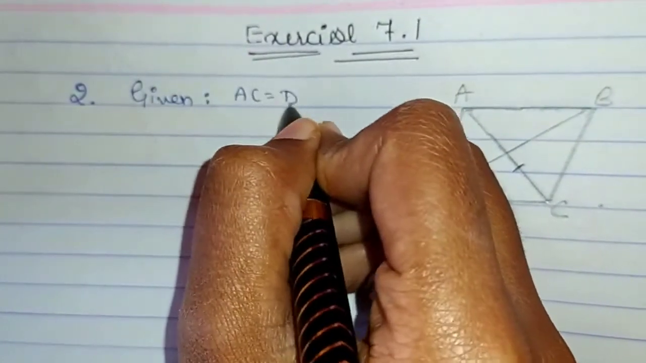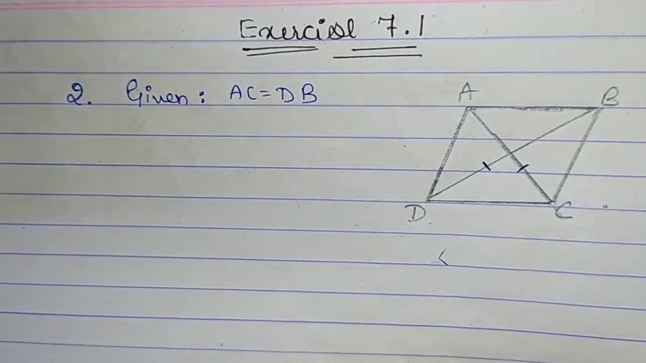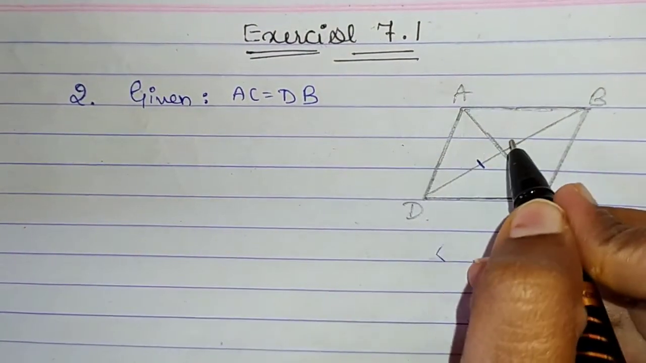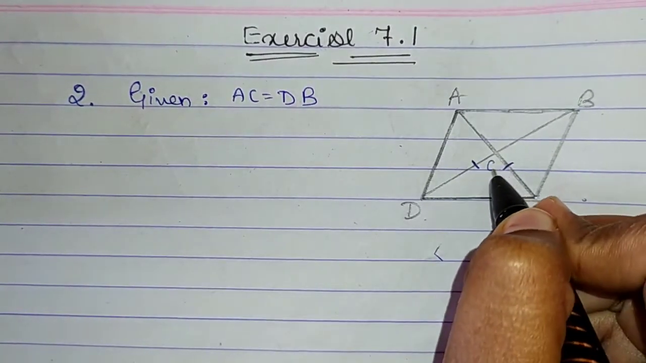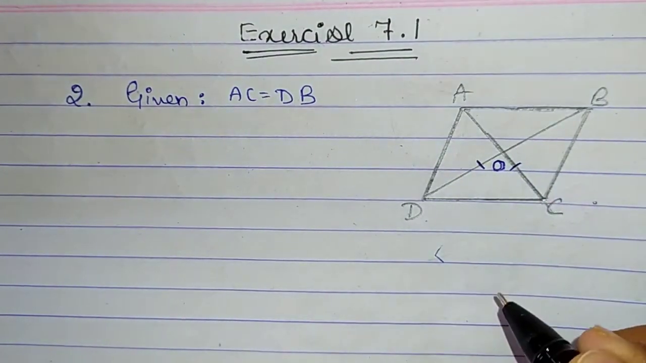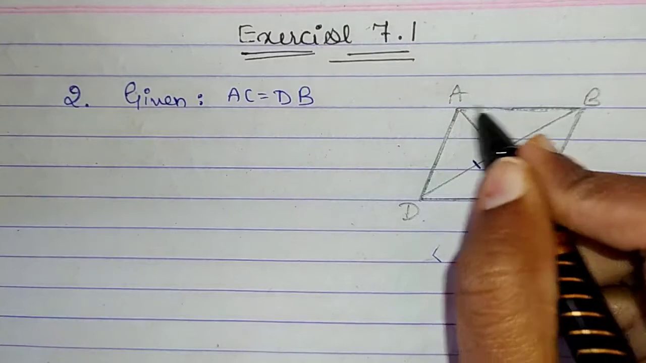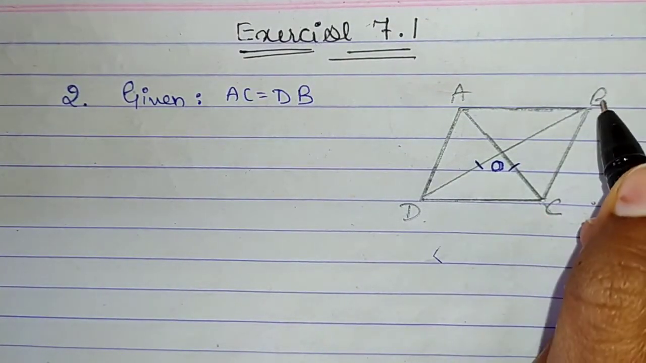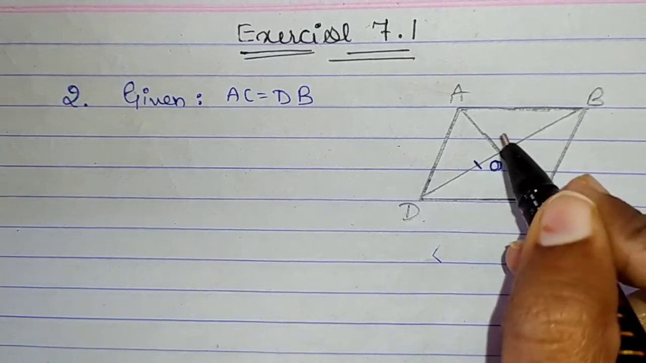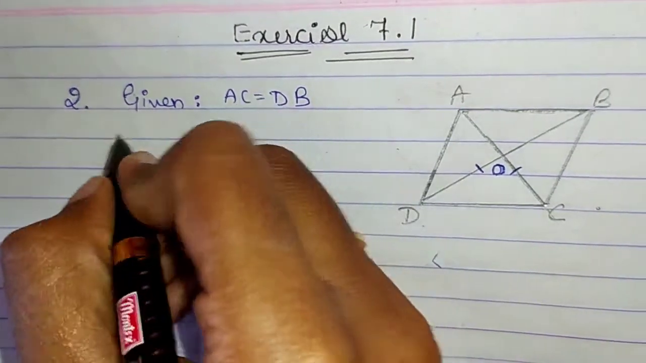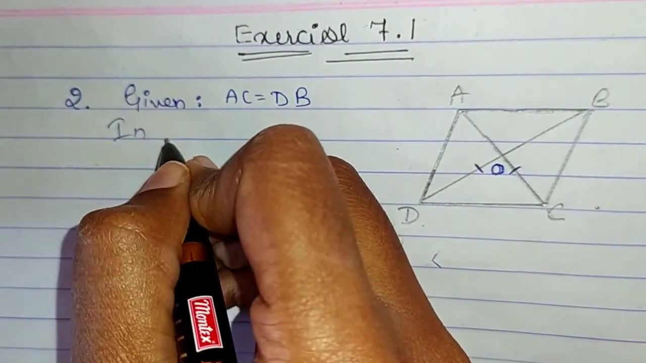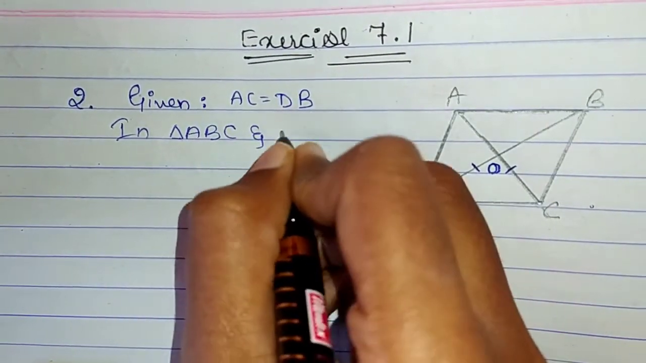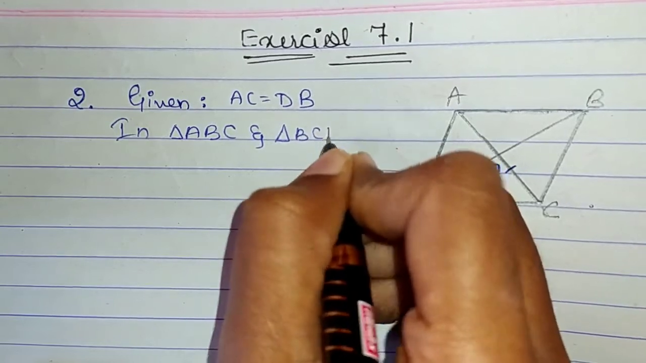AC is equal to DB. The diagonals of the parallelogram are equal to one another. Name the point of intersection as O. Consider two triangles ABC and triangle BCD. These are the corresponding, adjacent triangles. So in triangle ABC and triangle BCD.